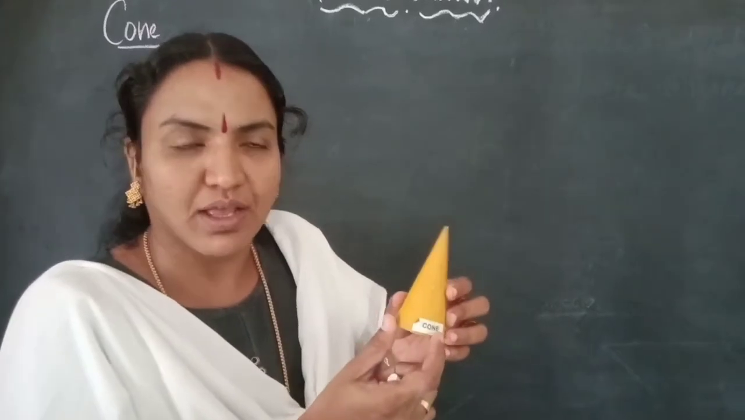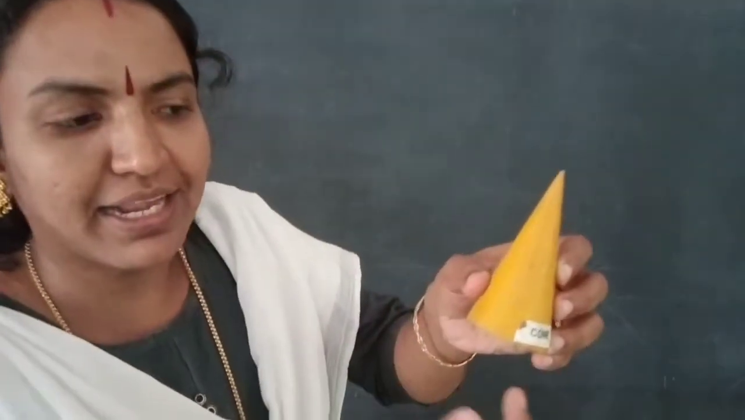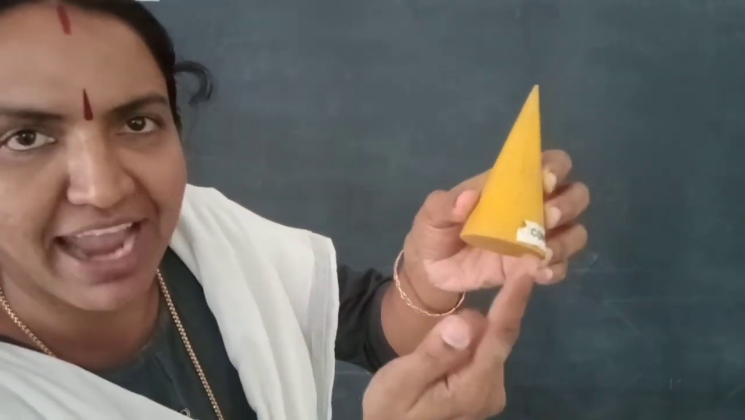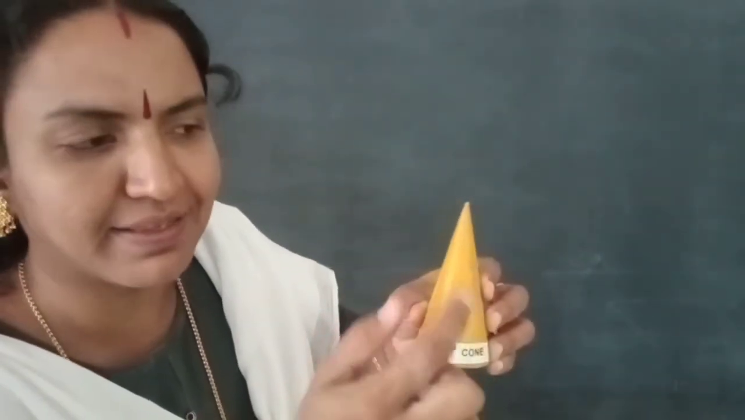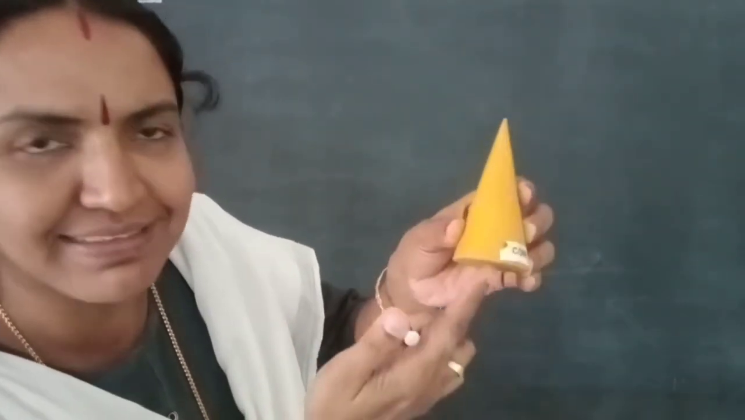Next 3D shape is cone. It's a cone. Here this is a flat face and this is a curved face. So total 2 faces. This is curved face and this is flat face. Cone.